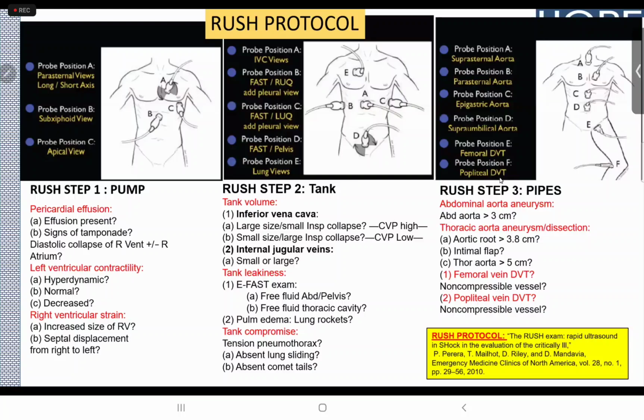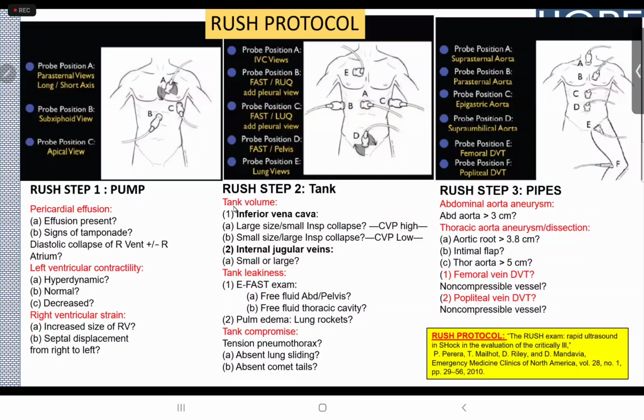You can detect femoral or popliteal DVT from positions E and F. So what is important here is this pump, tank, and pipe. The point is where you put the ultrasound probe to look for what, and completing this total, you have almost 16 points where you put the ultrasound probe and ask yourself a very meticulous question, what you want to look for and whether your finding is yes or no.